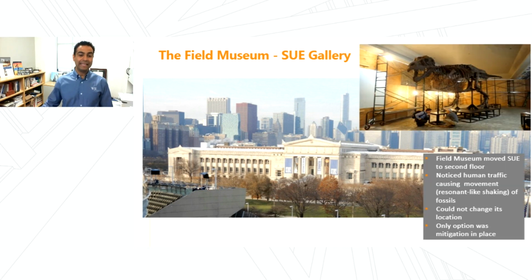In 2018, the Field Museum decided to move Sue from its location in the Stanley Field Hall to its own gallery on the second floor. And while preparing that area of the new gallery, they noticed that human traffic was causing a resonant-like shaking of the fossils. So the fossils of the dinosaur are moving. Of course, they couldn't change the location. So the only option that the museum had was to mitigate in place.